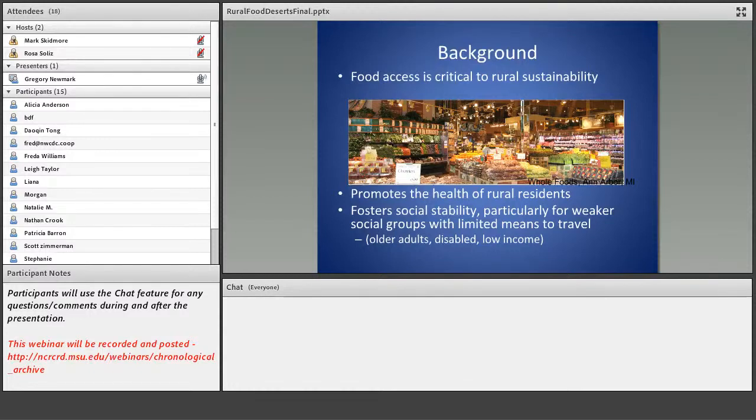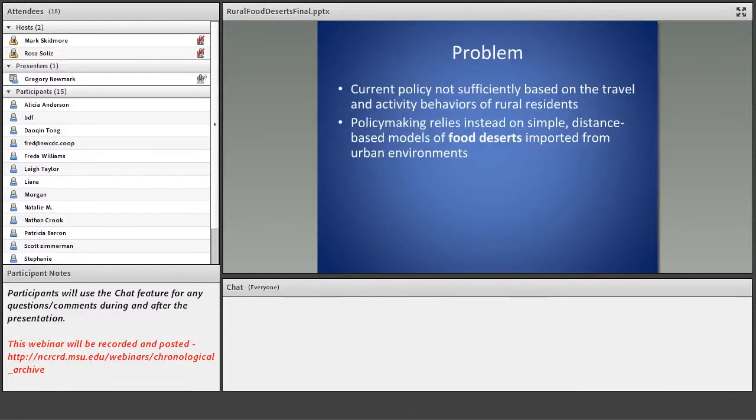So with that in mind, we think that the current policy aimed at improving food access in rural areas may not be sufficiently sensitive to the actual travel behaviors and needs of rural residents, and we're concerned that current policymaking focuses on a very simple kind of distance-based view of the food desert that is imported from urban environments. Urban environments are just sufficiently different that we're not convinced that model, which is very appropriate in urban areas, really ports properly into rural areas.